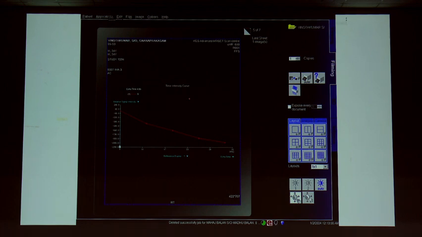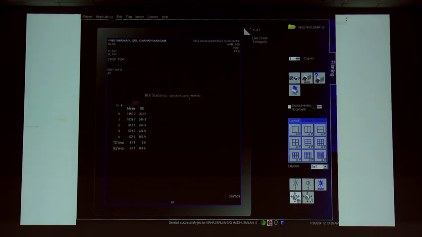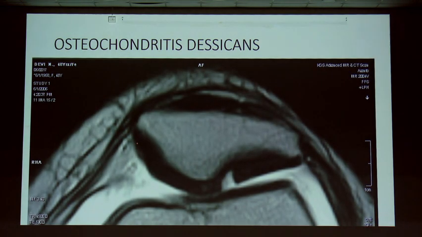So for the early picking up of chondromalacia patella, T2 star imaging has come. By seeing the value of T2 star, we can say whether it is normal or abnormal. All these things we can calculate over here.